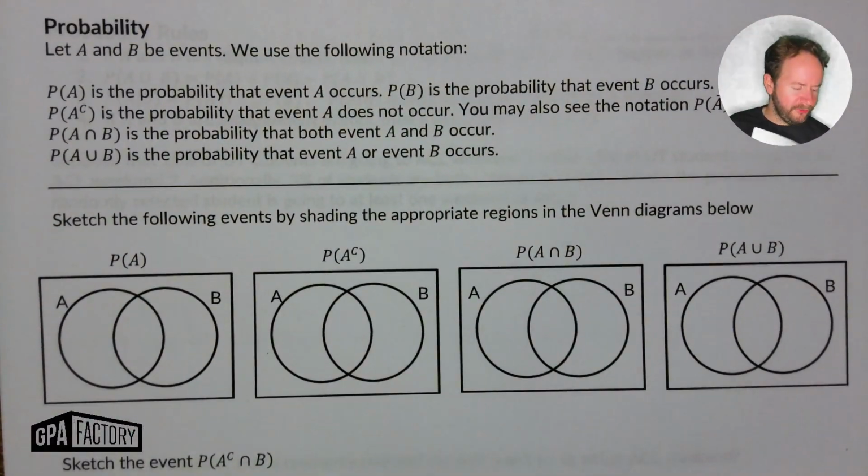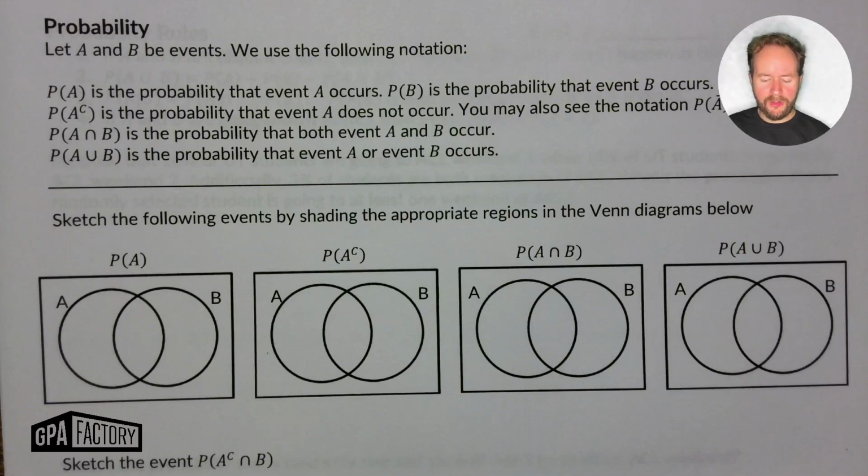All right, probability. I'm just going to talk about some notation on here, and I'll set up some Venn diagrams. I don't know how much set theory is going to be on your exam. I'm not expecting you to have to draw anything on your exam, but it helps get a sense of what this notation means.